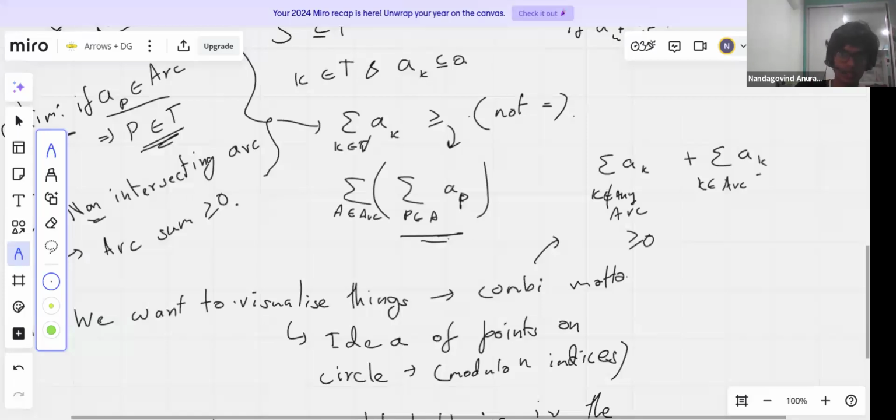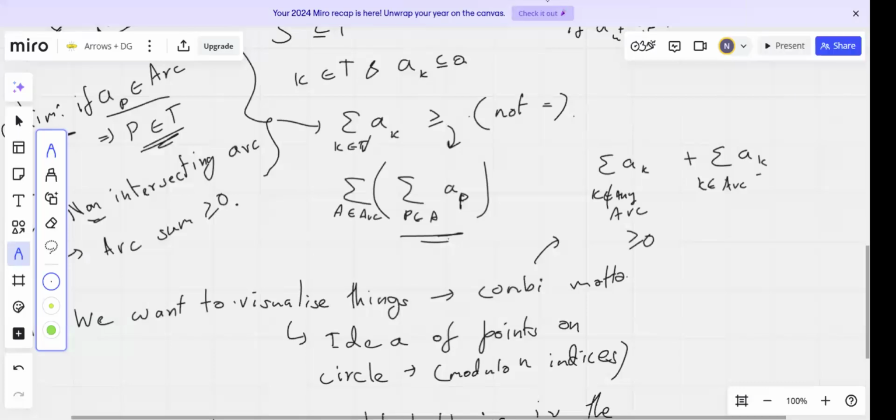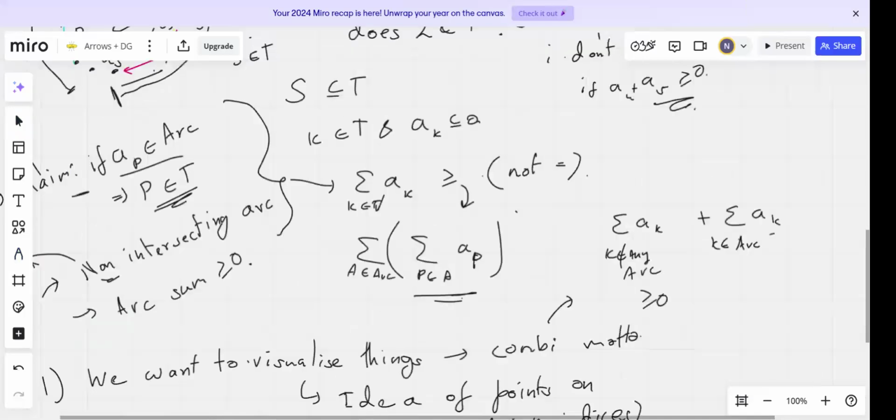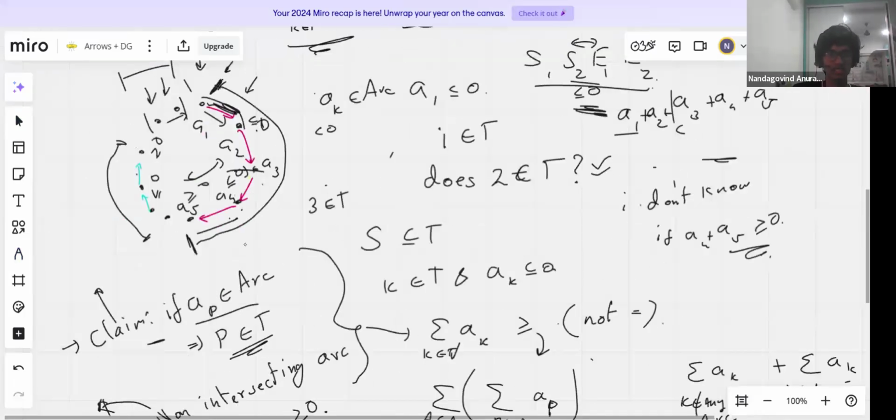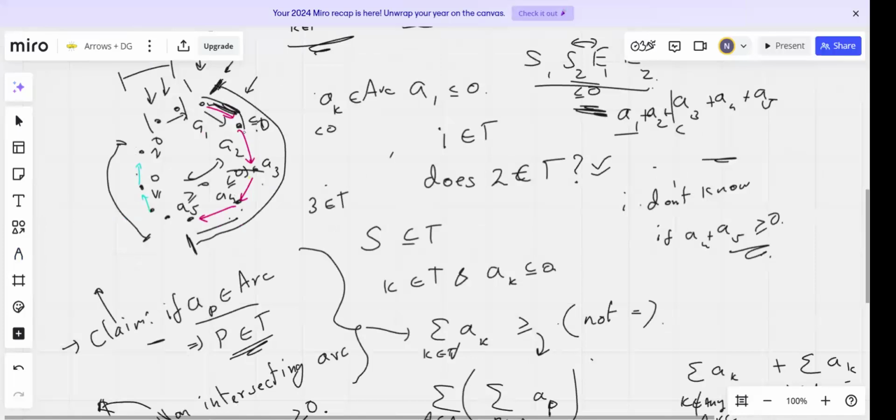Like in the first one, then L becomes 1. If K is not a part of any arc, then L is just 1, right? Yes, yes. So there will be no arcs. Yes, okay, understood.